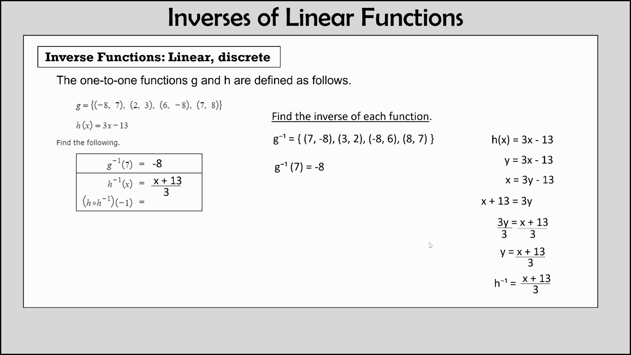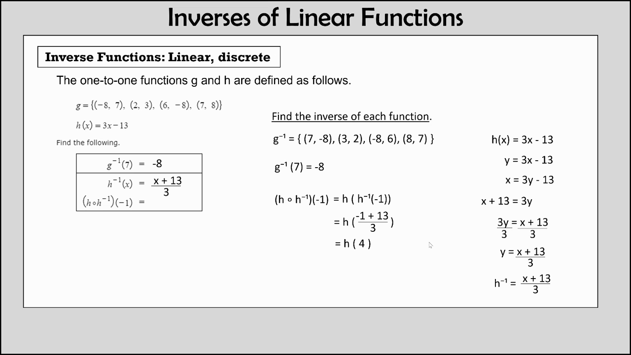And then they want me to find h of h inverse of -1. All right, so I'll go through that. H of h inverse of -1 means find h of h inverse of -1. So find h inverse of -1 first. That means take your h inverse function, put -1 in place of x. -1 plus 13 is 12. 12 divided by 3 is 4.